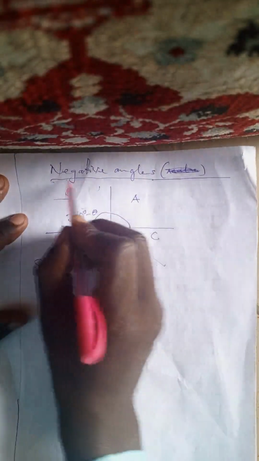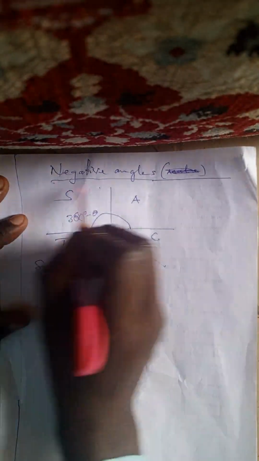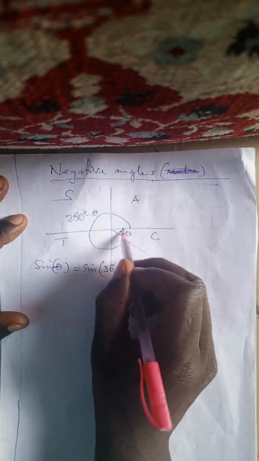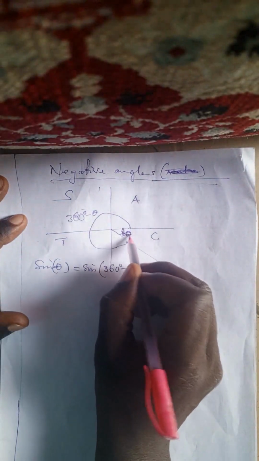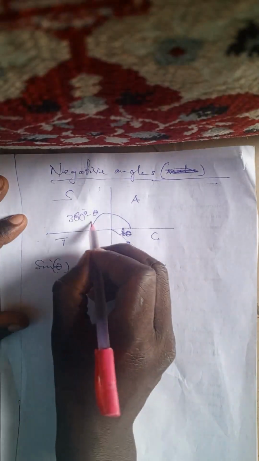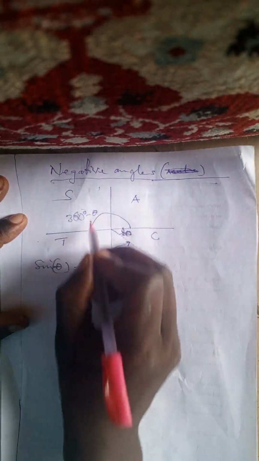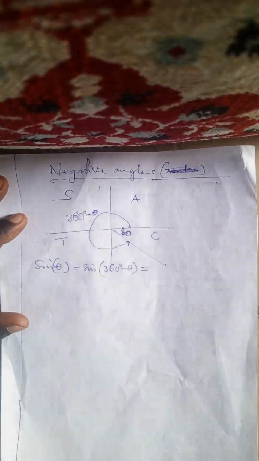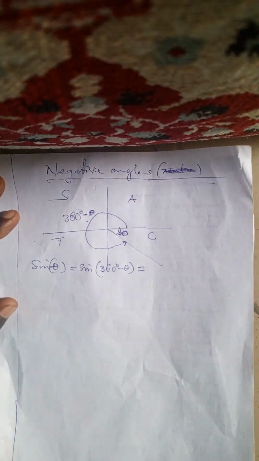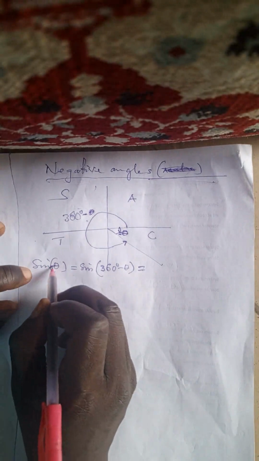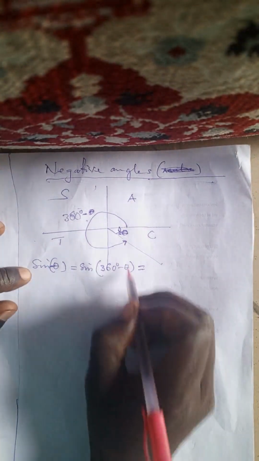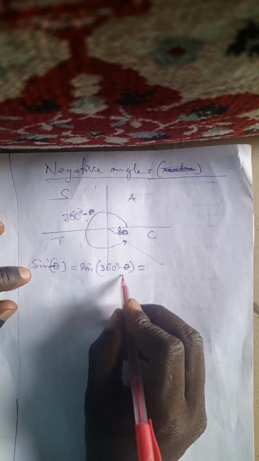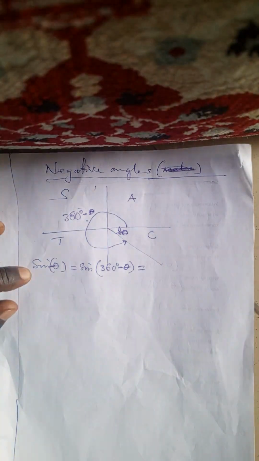Welcome back. We are looking at the trigonometric functions of a negative angle. So if theta is in the clockwise direction and is a negative angle, the other part is 360 degrees minus theta. Now, sine of minus theta is going to be sine of 360 degrees minus theta. And that's the reference angle for theta in this fourth quadrant.